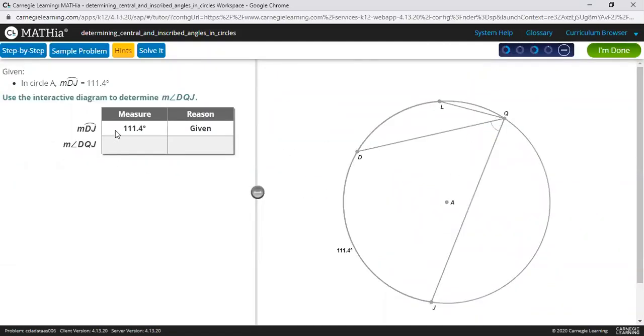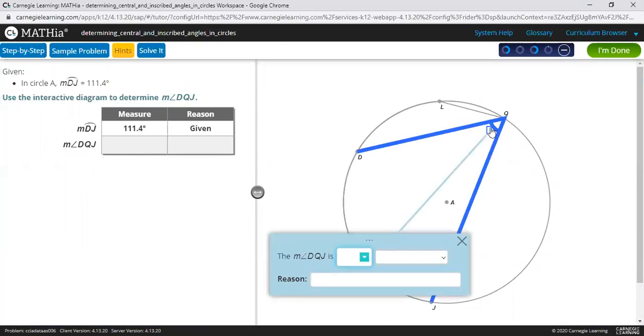All right, so this next one, once again, I'm given the measure of the arc. So this arc DJ is 111.4 degrees, and I want to now find its inscribed angle. The intercepted arc is that DJ there. I want to find the measure of this angle, which is an inscribed angle. Our inscribed angles, if you recall from my video, are half the measure of the intercepted arc.